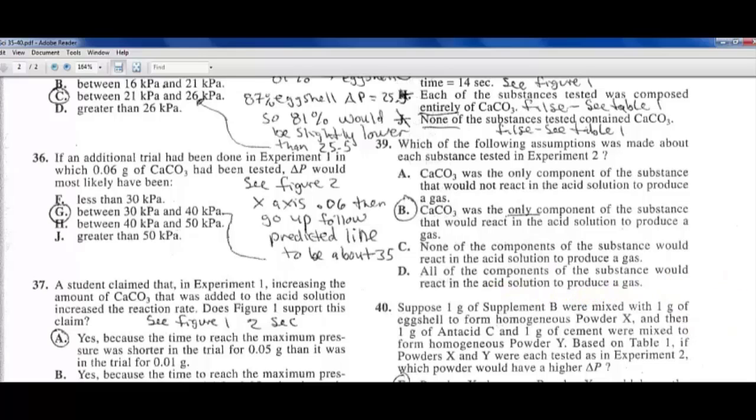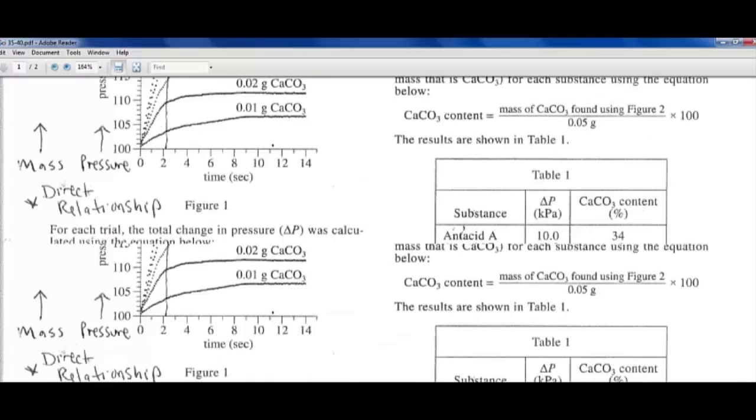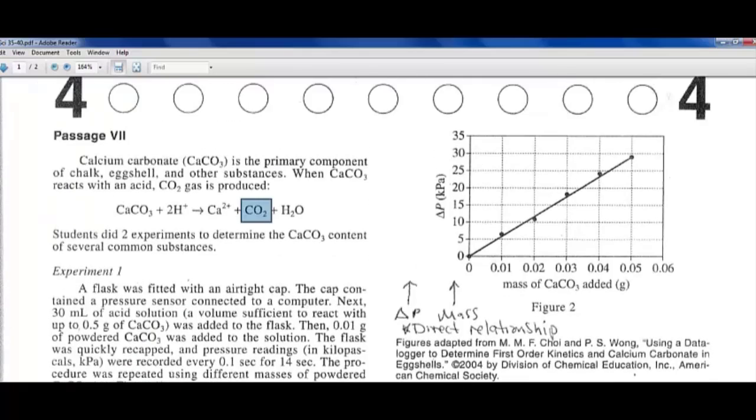Well, if that was the case, then we wouldn't be testing anything. Once again, we go back to the center of the whole passage in the mini introductory paragraph. We are looking at CaCO3, and we're looking at what is causing CO2 gas. CaCO3 and CO2 gas, it's a Scooby-Doo off of each other.